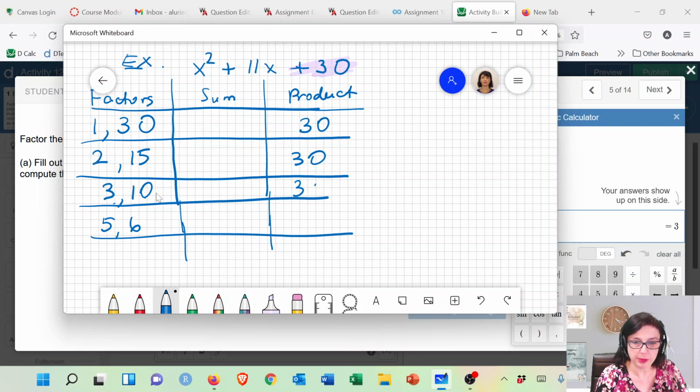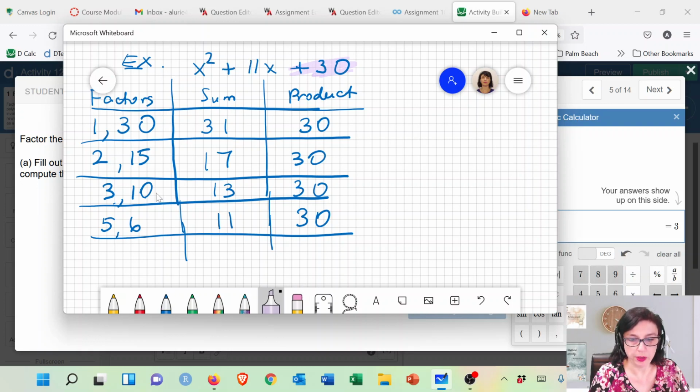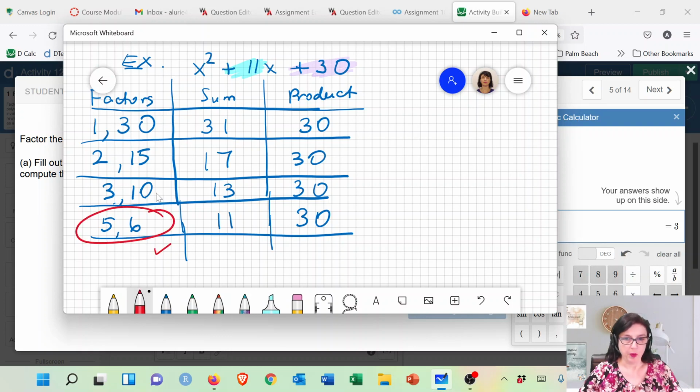So all of these multiply to 30. Now for the sum, let's add them up. 1 plus 30, 31. 2 plus 15, 17. 3 plus 10, 13. 5 plus 6, 11. Which one is the winner? So what do we mean by the winner? Well, they have to add up to this number. So 11. Positive 11. Okay, and we can see that this guy right here, which by the way just happened to be the last pair listed, it doesn't have to be, of course it could even be the first one, right? So that's your winner.